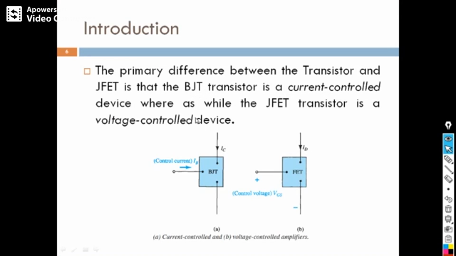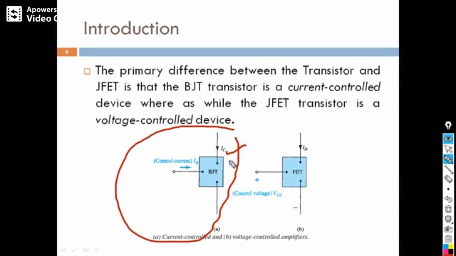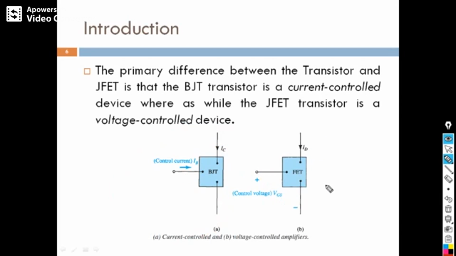So the primary difference, I told you that BJT is a current control device. You see here, this is BJT. It is a current control device. That means output current IC is a function of IB. That means you change IB, the output current IC will vary. But our FET is a voltage control device. That is, output current ID depends on the control voltage applied between gate and source, that is VGS. So you change VGS, output current will be modified. So BJT is a current control device and FET is a voltage control device.